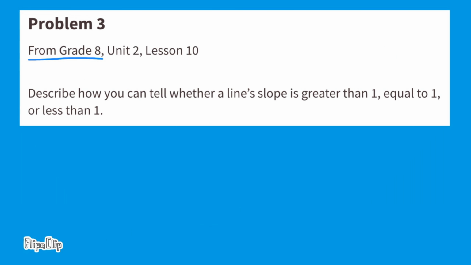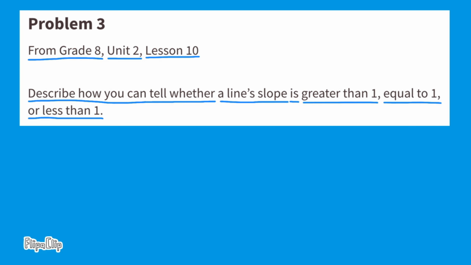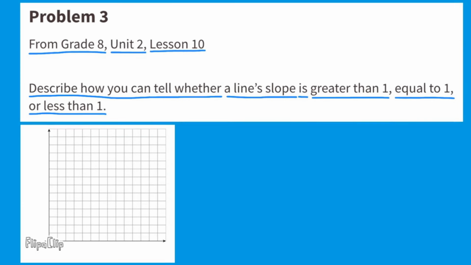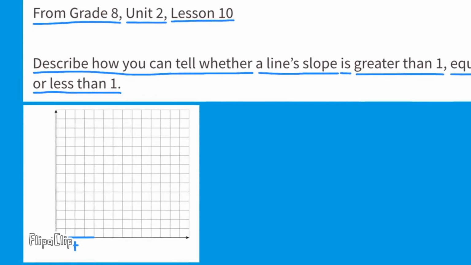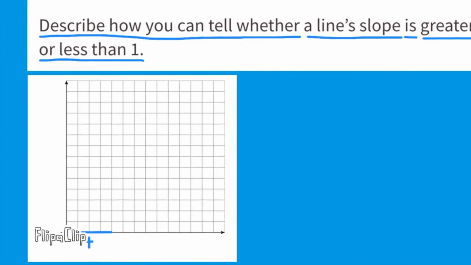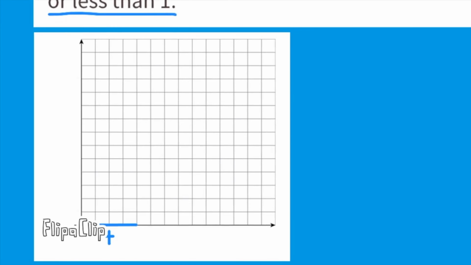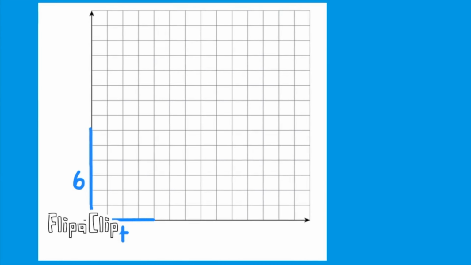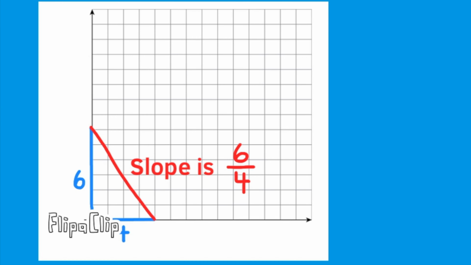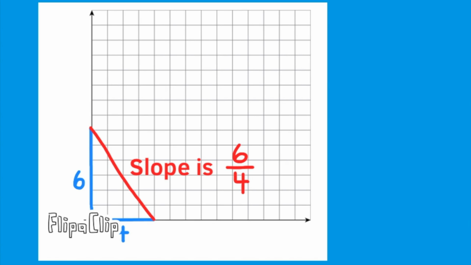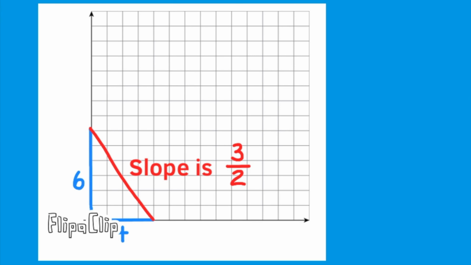Problem number 3 from 8th grade, Unit 2, Lesson 10. Describe how you can tell whether a line's slope is greater than 1, equal to 1, or less than 1. I'll use a graph to illustrate this point. Let's say that the horizontal base of a triangle is 4 units and the vertical side of the triangle is 6 units. This would create a slope of 6/4 and can be simplified or reduced to 3/2.